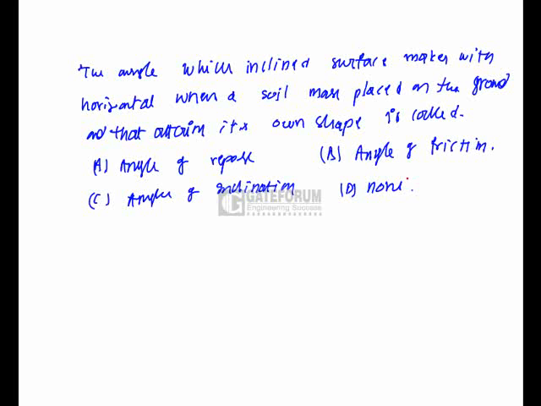Question is, the angle which an inclined surface makes with the horizontal when a soil mass placed on the ground attains its own shape is called angle of repose. So when you place sand or soil of a certain mass m on the horizontal ground, because of its internal cohesion, it will attain its own shape. So this angle with the horizontal is called angle of repose.